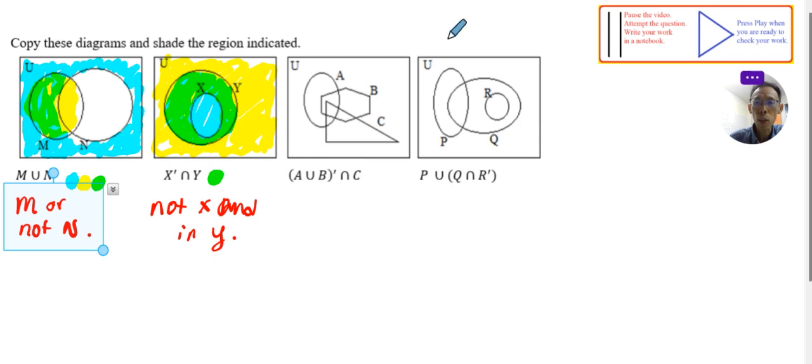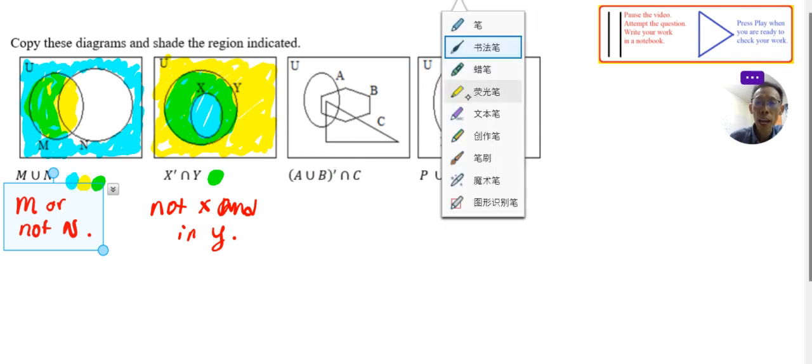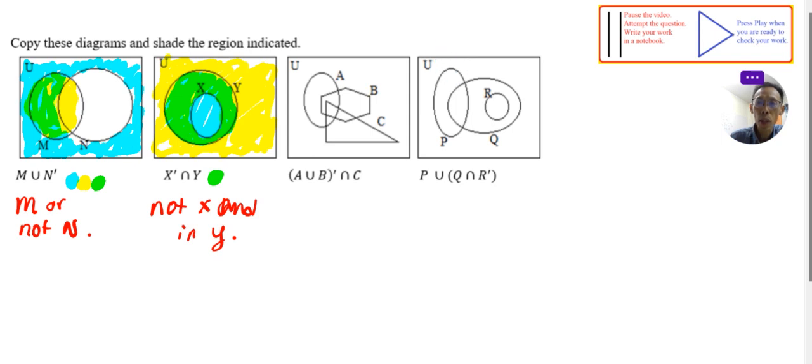A union B. Let's look at A union B, and then it's everything that is not A union B. So let me use yellow. A union B is this. Everything that is not A union B. That means I have to color everything that is outside of it. Right? So this is not A union B. Everything in yellow. Okay? And after that, intersect C.